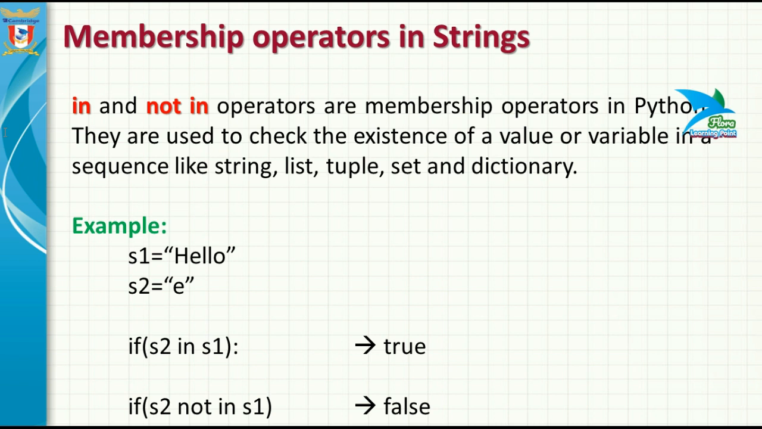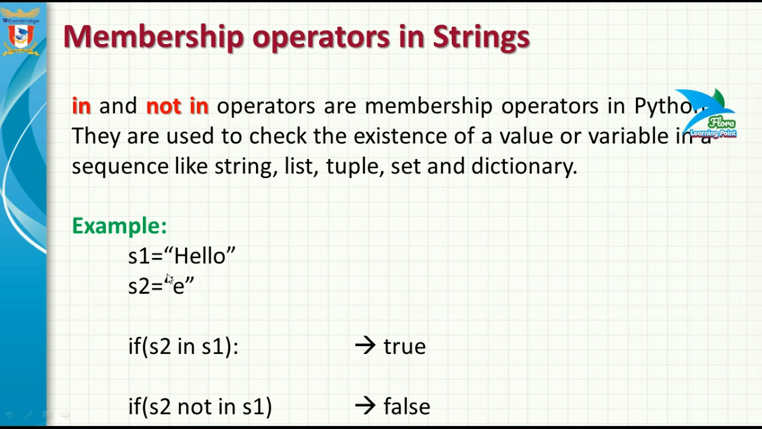So that means if you want to check if some value is available inside a particular string or inside a list or a tuple or set or any other dictionary also, then you can make use of the in and not in operator. The in operator will check if that particular value is available in the string, and not in is used to check that the value is not available inside that string. These operators return a Boolean type of value, that means true or false.